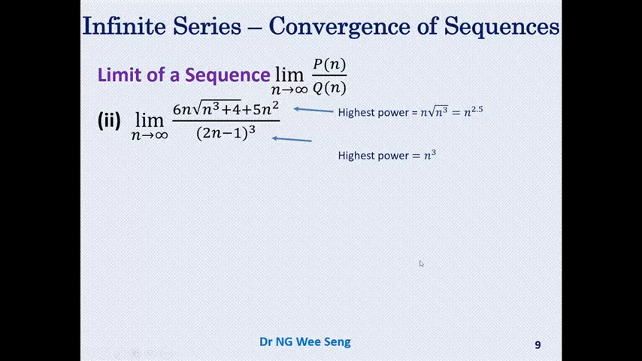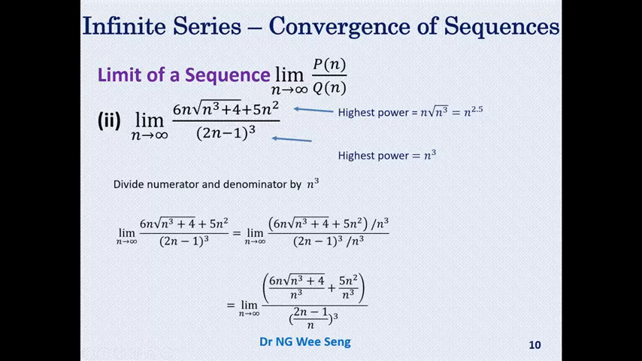Let's look at the second example. Again, we identify the highest power of n. In the numerator, the first term will have a power of n power 2.5 because n times square root of n cubed is n power 2.5. Second term, n power 3. So between these two, obviously n power 3 is the higher power. So we will divide both the numerator and denominator by n cubed.